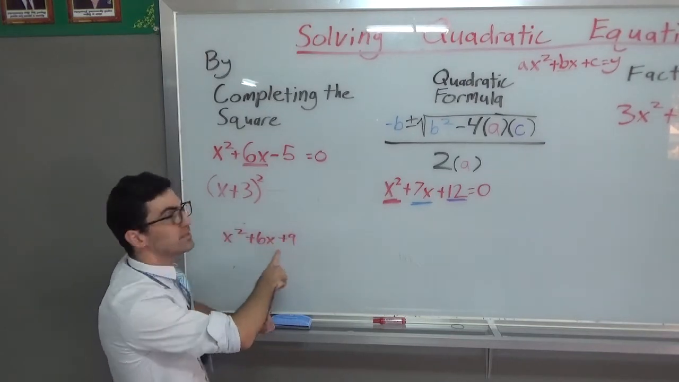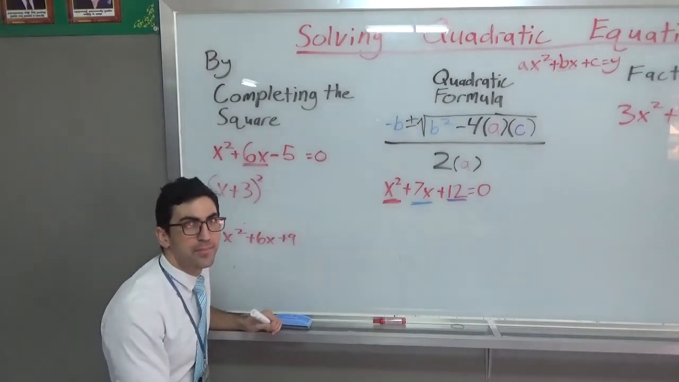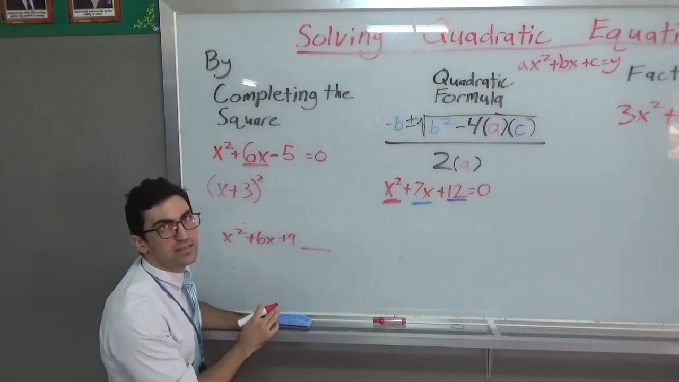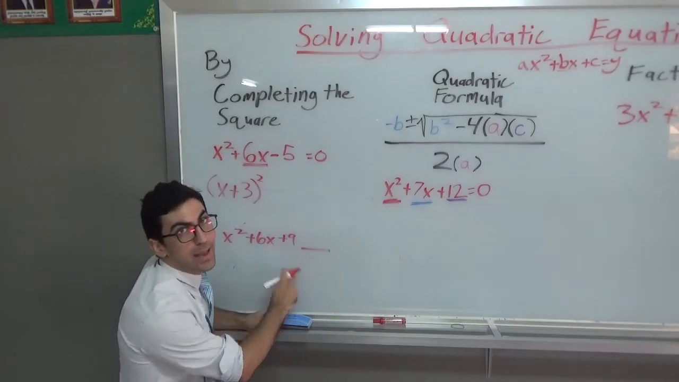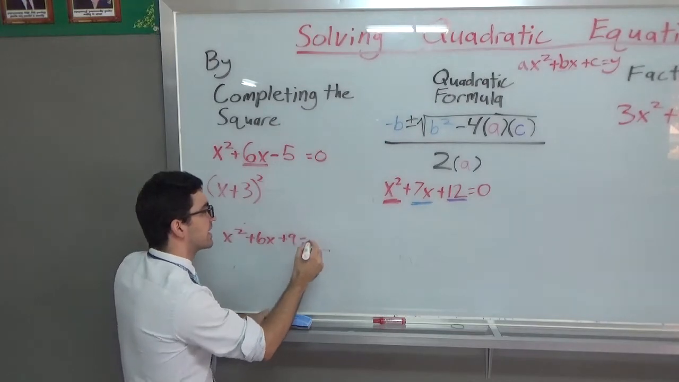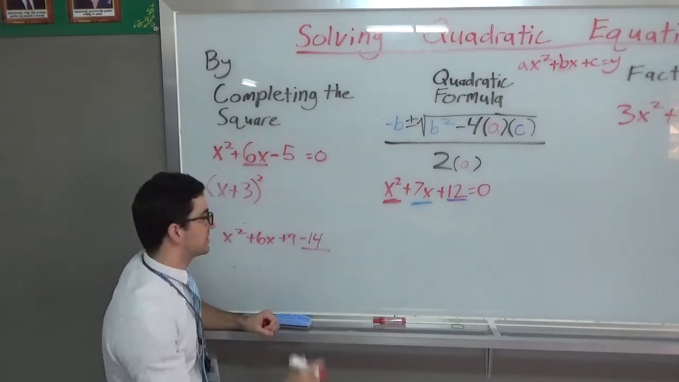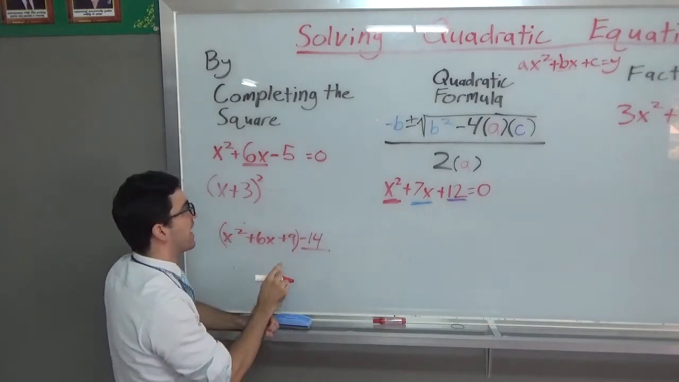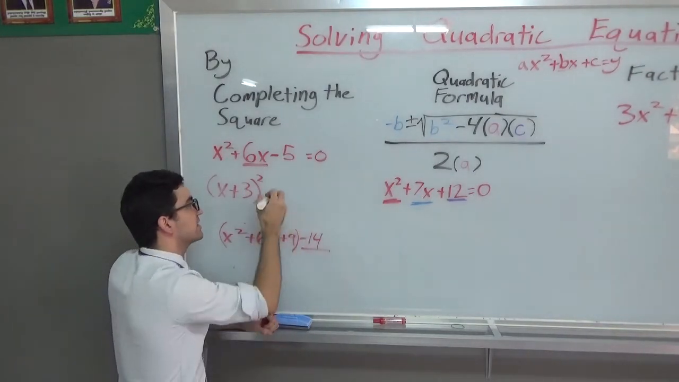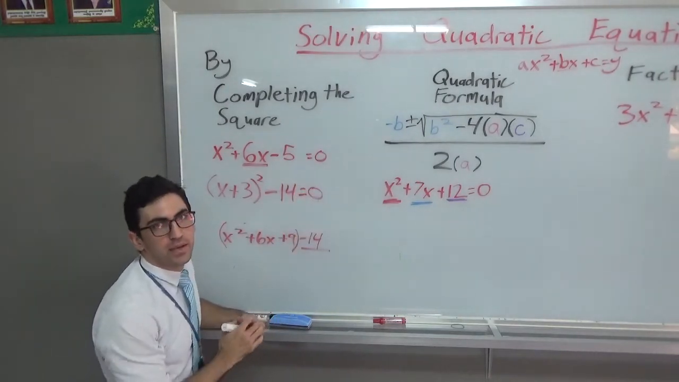However, I don't have a 9 at the end of this. I have a minus 5. So what I have to do is add something at the end of this to make a positive 9 become negative 5. So what I will do is subtract 14 from the end of this, knowing that this will turn into this. So this minus 14 will go here. Okay, that might be a bit confusing.